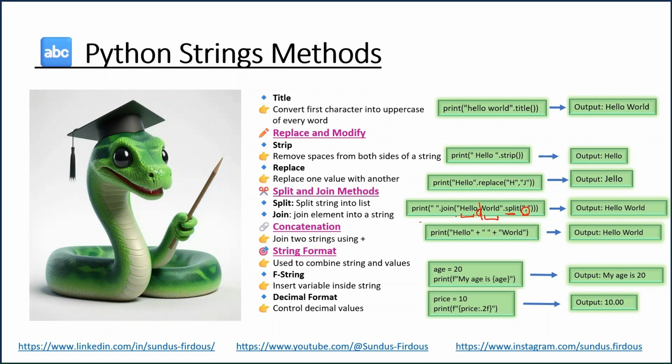Now I want to join these two split parts of the string. I can join them with the help of the join method. Here I am passing white space. So the white space will join the first word and the second word. So this is my output: first word, space, then my second word. This is how we can split and join.